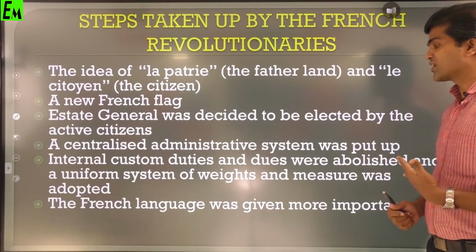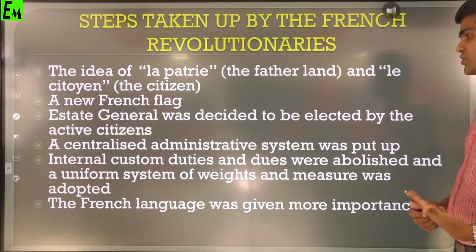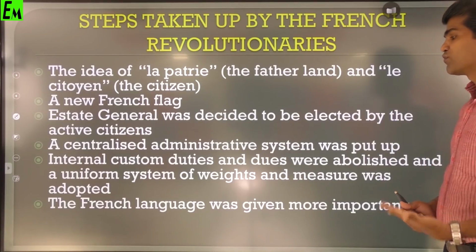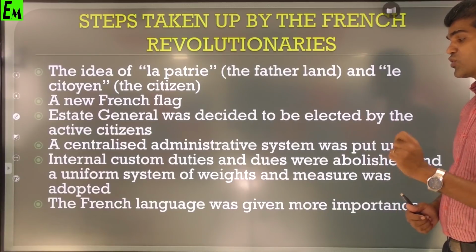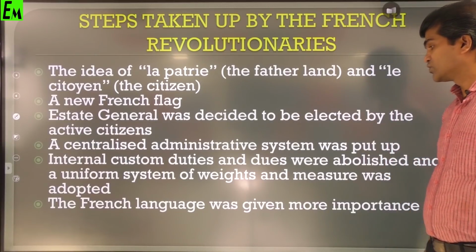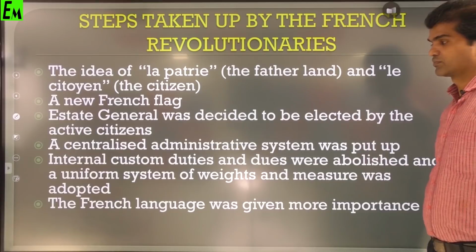Next, internal customs duties and dues were abolished, and a uniform system of weights and measures was introduced. They wanted it centralized, so internal customs and dues were abolished.